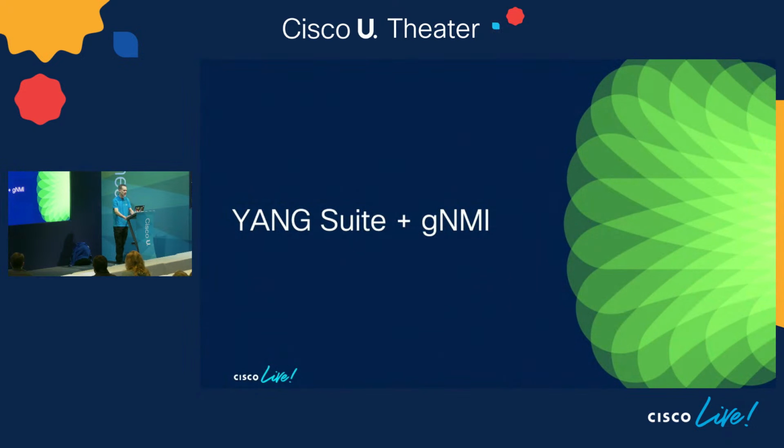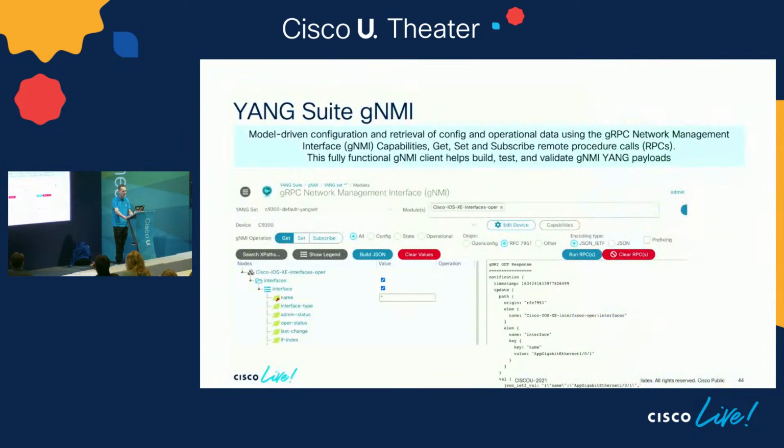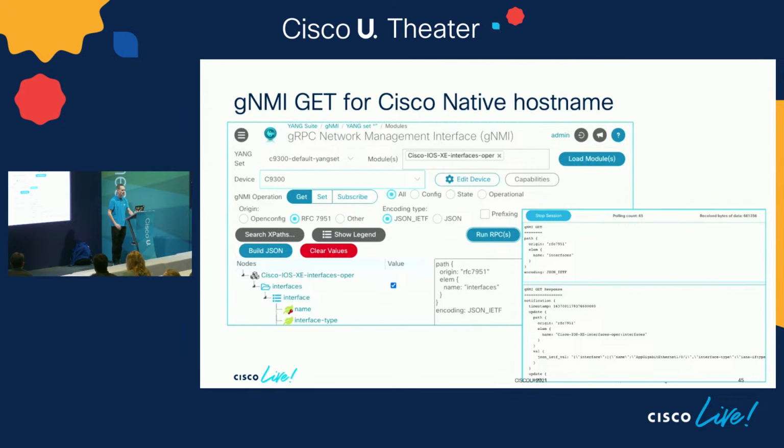Let's talk about Yang Suite, because Yang Suite is the tooling that's been around in Cisco for quite some time and has full support for the gNMI API as well. The gNMI plugin is a plugin to Yang Suite. It shipped with the second release of Yang Suite when we released that a couple years ago. But when you install Yang Suite now, you'll see it installed by default. So some examples here of making successful API calls for Cisco native hostname, as well as for OpenConfig.